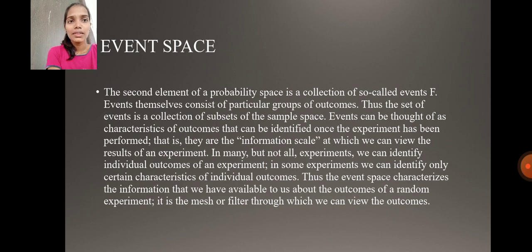Event space. The second element of a probability space is a collection of so-called events F. Events themselves consist of particular groups of outcomes. Thus, the set of events is a collection of subsets of the sample space. Events can be thought of as characteristics of outcomes that can be identified once the experiment has been performed. That is, they are the information scale at which we can view the results of an experiment. In many but not all experiments, we can identify individual outcomes of an experiment. In some experiments, we can identify only certain characteristics of individual outcomes. Thus, the event space characterizes the information that we have available to us about the outcomes of a random experiment. It is the mesh or filter through which we can view the outcomes.